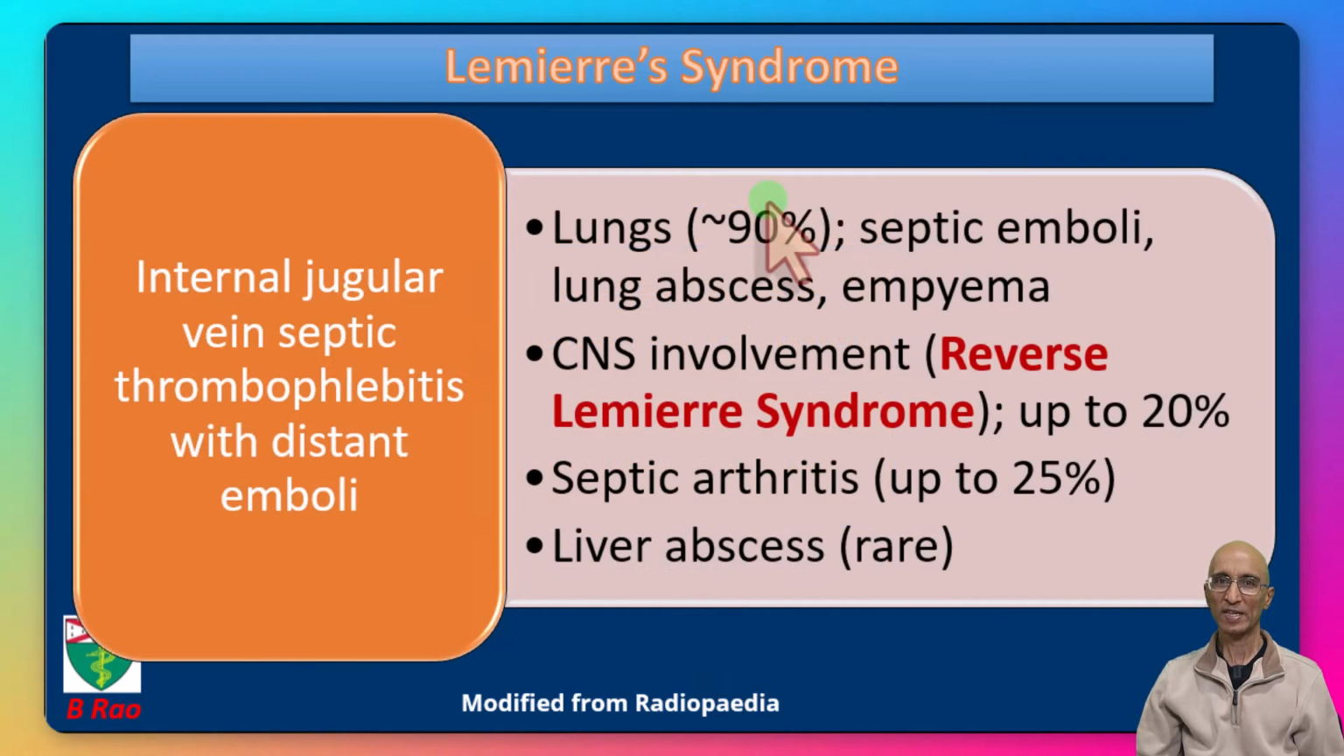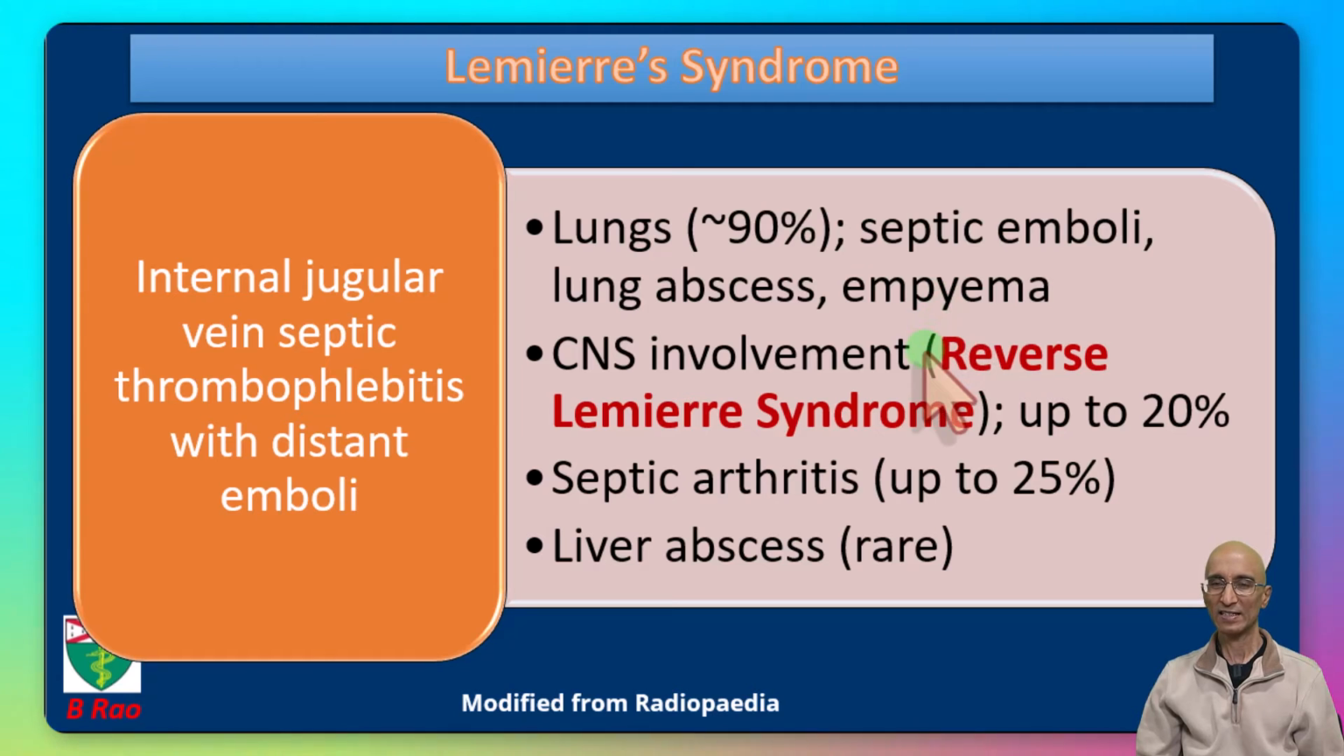As we saw in our patient, Lemierre syndrome is described by septic thrombophlebitis of the internal jugular vein with distant emboli. Classically, the emboli happen in more than 90% of the patients to the lungs, where they can have cavitary lesions, lung abscesses and empyema, as we saw in our patient.